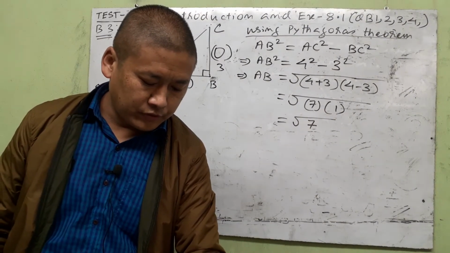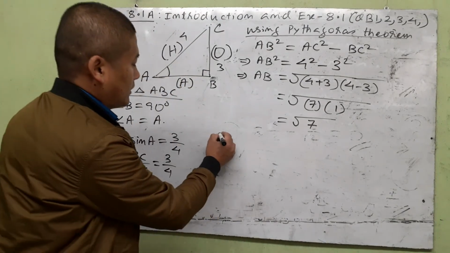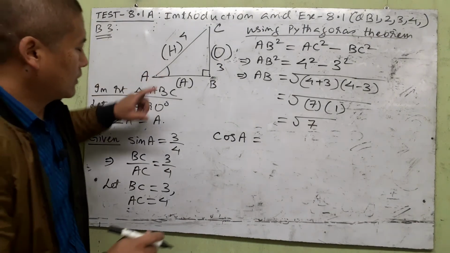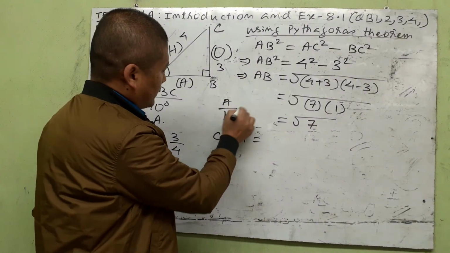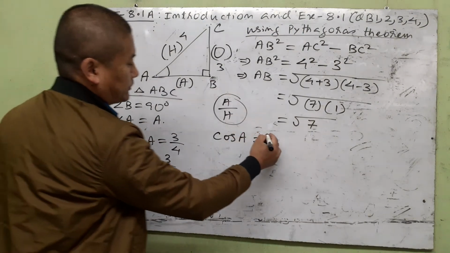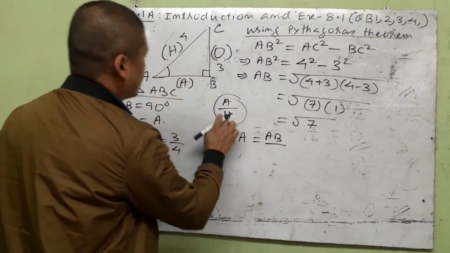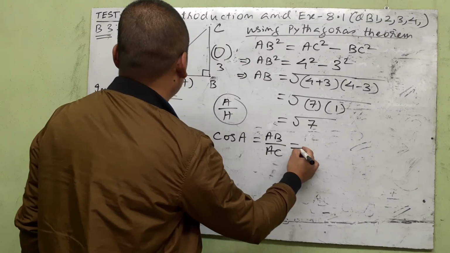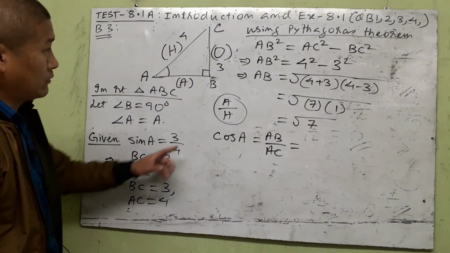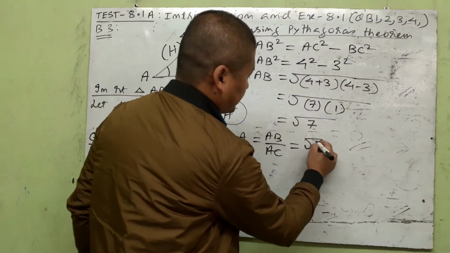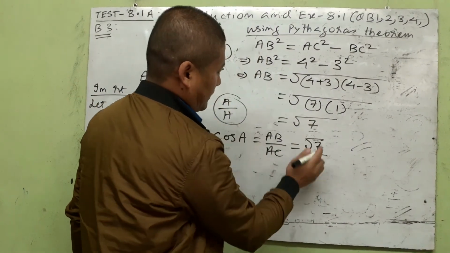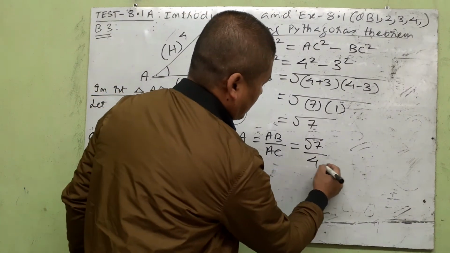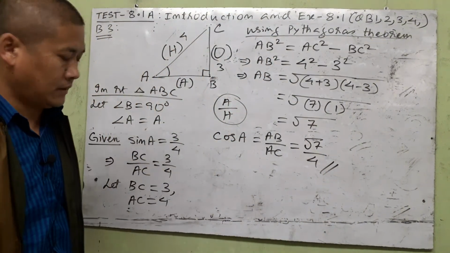Calculate cos A and tan A. So first, let us calculate the value of cos A. Cos A is adjacent by hypotenuse. So adjacent is here, AB, by hypotenuse, AC. Very simple. So AB is, just now we got, root 7, by AC, value 4. We cannot cancel, so that's your answer.